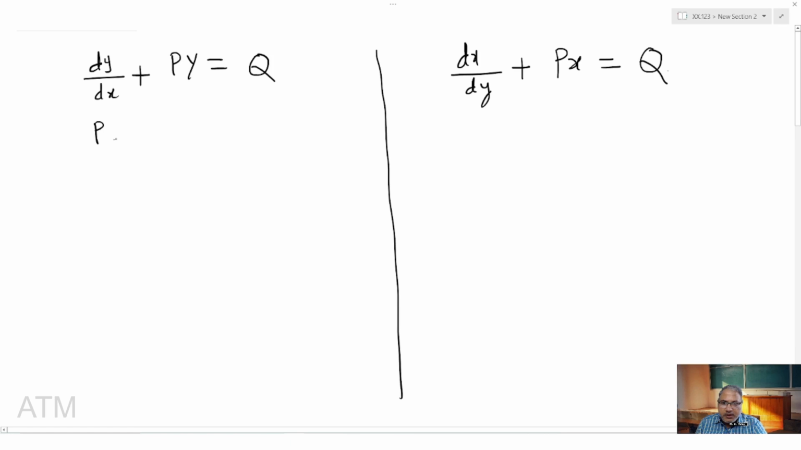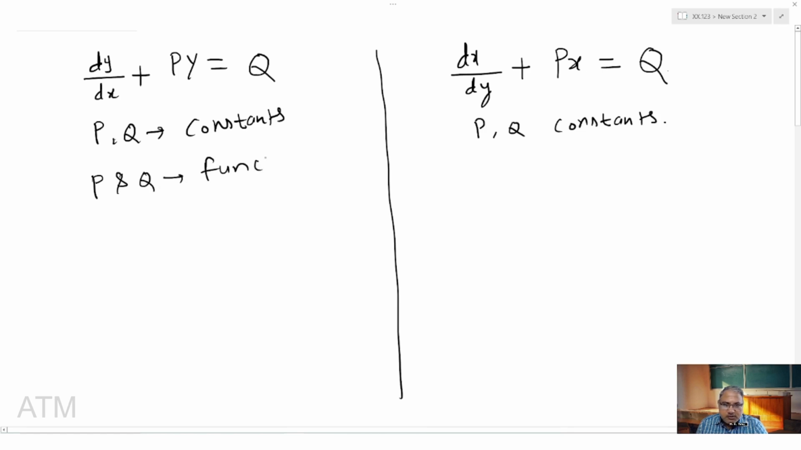And here p and q are constants. Here also p and q are constants. And here p and q are functions of x. That is, either p and q are constants or p and q are functions of x. Here also p and q are constants or p and q are functions of y. And here we do find the integrating factor.